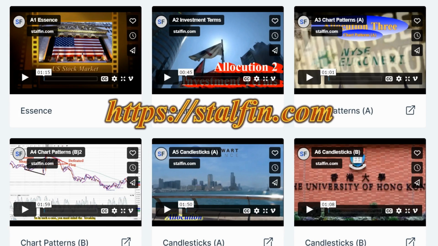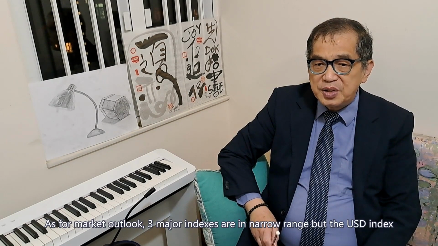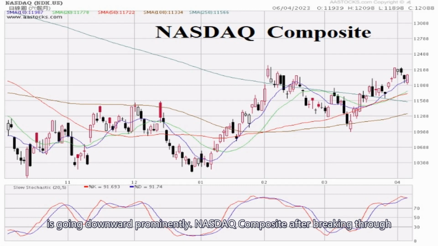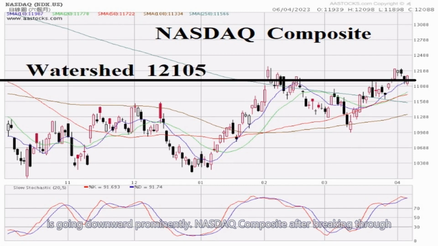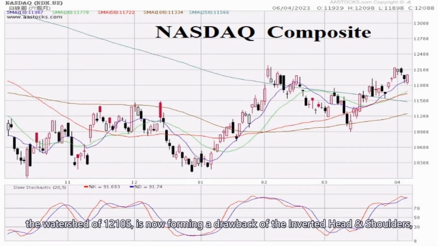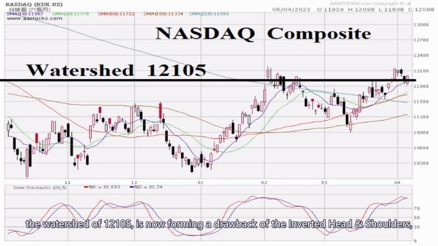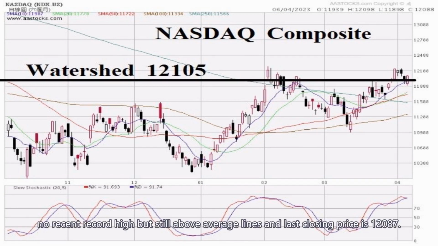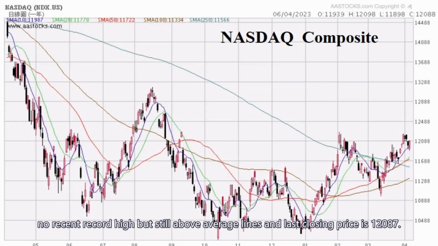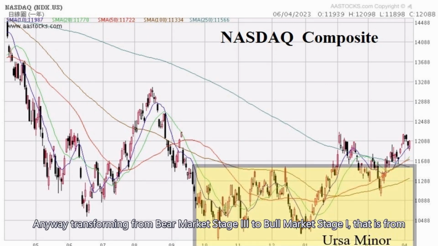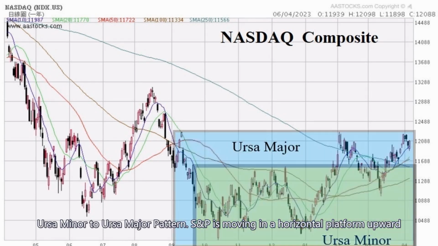As for market outlook, the 3 major indices are in a narrow range, but the USD index is going downward prominently. Nasdaq Composite, after breaking the watershed of 12105, is now forming a drawback of the inverted head and shoulders. No recent record high, but still above average lines, and the last closing price is 12087. Anyway, it is transforming from bear market stage 3 to bull market stage 1, that is from Ursa Minor to Ursa Major pattern.